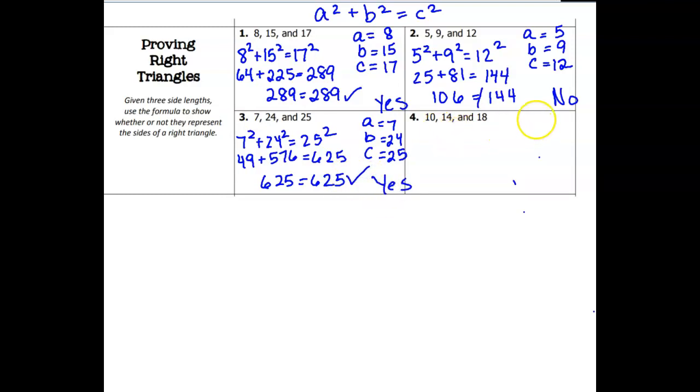Now this one, our A is 10, our B is 14, and our C is 18. So we plug in A squared, 10 squared, plus 14 squared. Does that equal 18 squared? 100 plus 144. Does that equal... 14 squared is not 144, it's 196. I was thinking 12. Let me erase this.